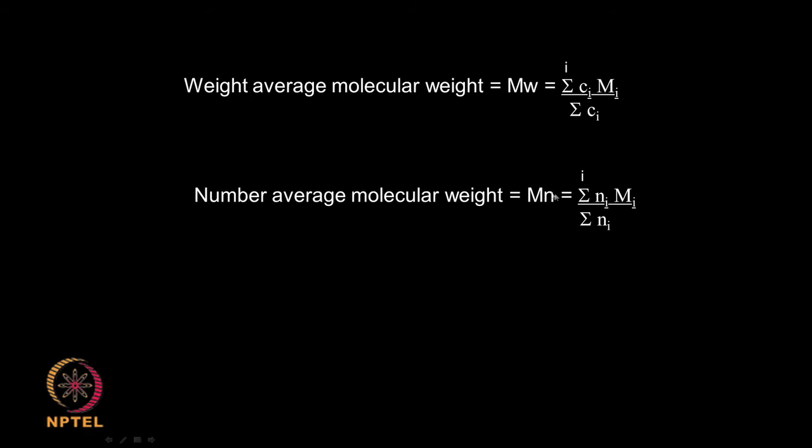Mw by Mn is also called the dispersity, or spread in the molecular weight distribution, and it is a very useful number to have. If the dispersity is 1, that means it is tightly packed molecules of almost the same molecular weight. If the dispersity is very large, that means you will have polymer chains of varying sizes.